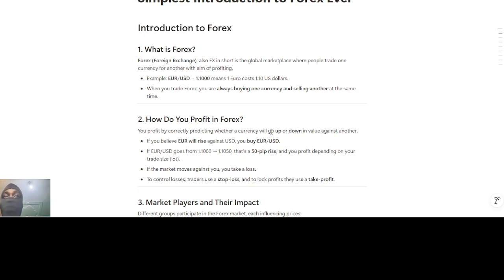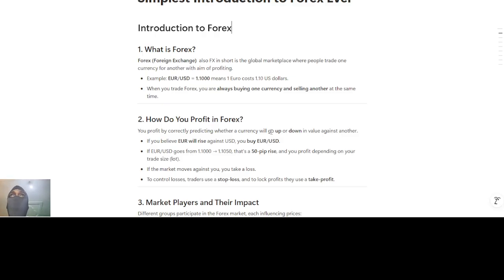So for example, if EUR/USD goes from 1.1000 to 1.1050, that's a 50 pip rise. You guys will get to understand pips in my next coming videos. This is just a basic introduction, so I don't want to dive into pips, but that's a 50 pip rise. So you profit depending on your trade size or your lot size.